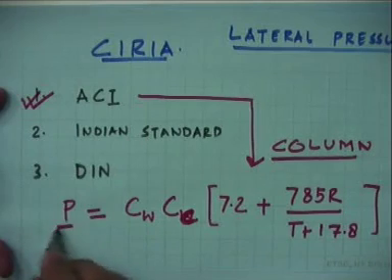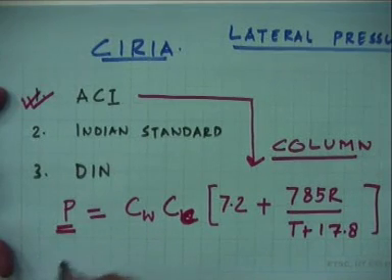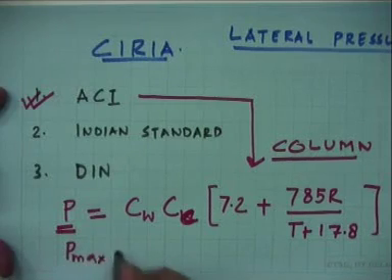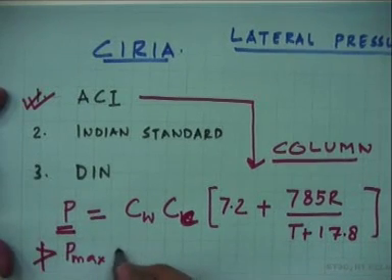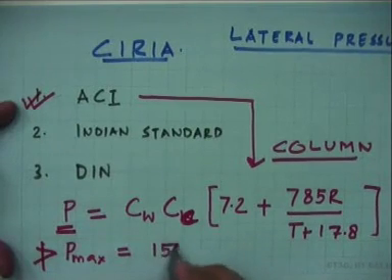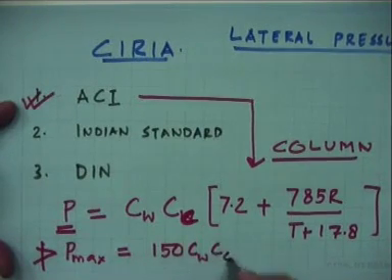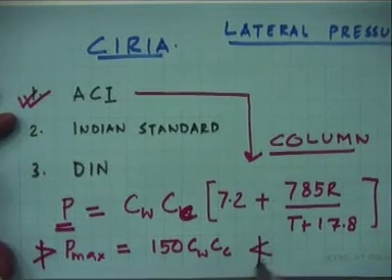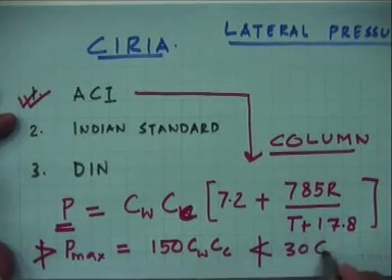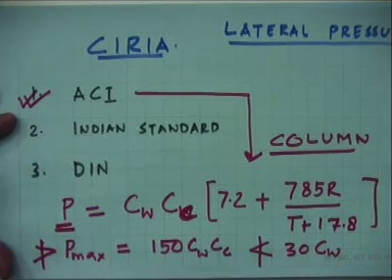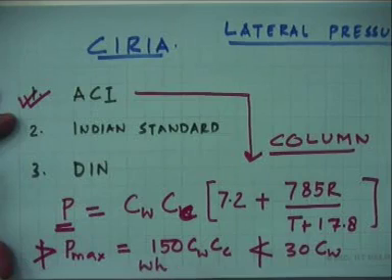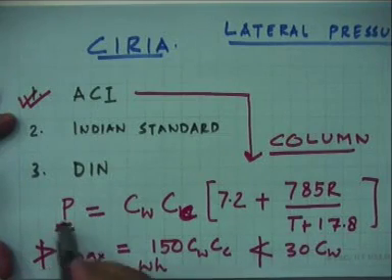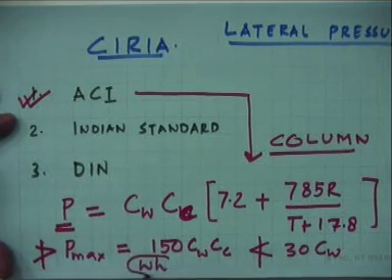Now, this P which you have calculated should not be greater than P max equal to 150 multiplied by Cw Cc, and it should not be less than 30 Cw. It should not be less than 30 Cw. In any case, it cannot exceed W into H. In any case, the value P that you calculate should not be more than this.